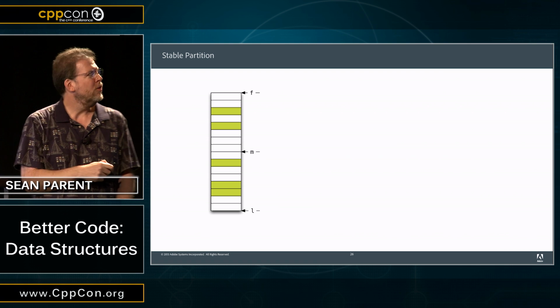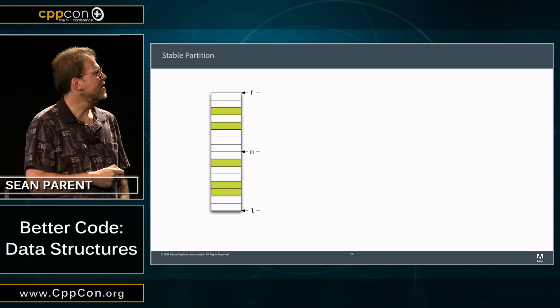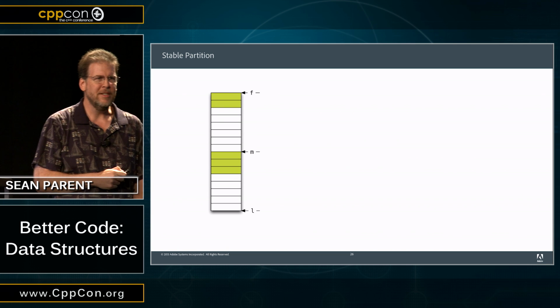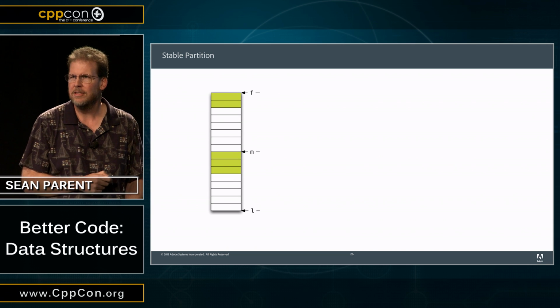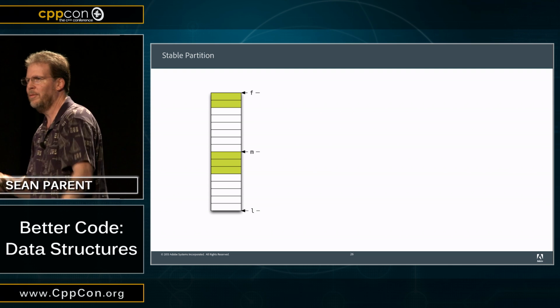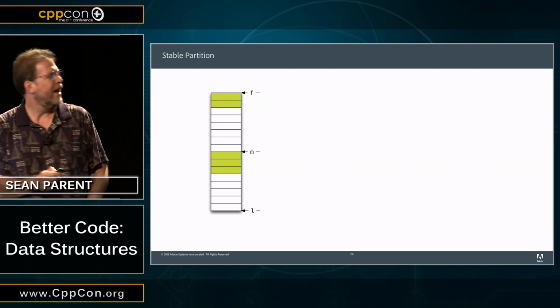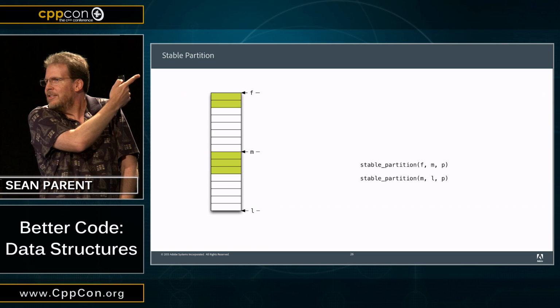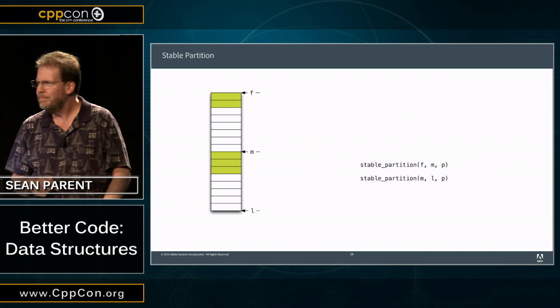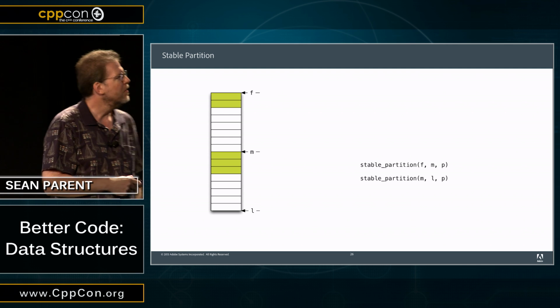So what if we cut our space in half and somehow magically we were able to stable partition both of the halves? We still don't know how to write stable partition, but we're just going to assume that we could do that, by just calling stable partition 2 times. We still need to write stable partition, but this would work if we could do it.